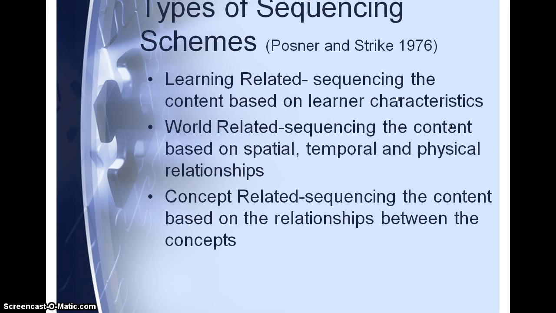Although there are several sequencing strategies, the most commonly used were proposed by educational theorists Posner and Strike in the 1970s. They identified 3 general categories for sequencing schemes. In the next few slides, we will look more closely at each of these, but here's a general introduction to the types of sequencing. Learner-related is sequencing the content based on learner characteristics. World-related, where sequencing is based on spatial, temporal, or physical relationships, and concept-related sequencing, which is based on the relationships between the concepts to be learned.